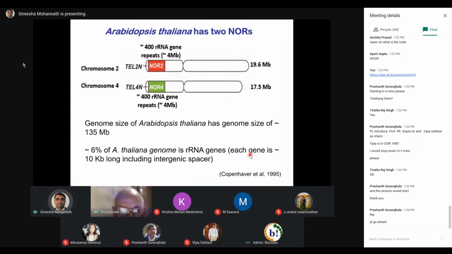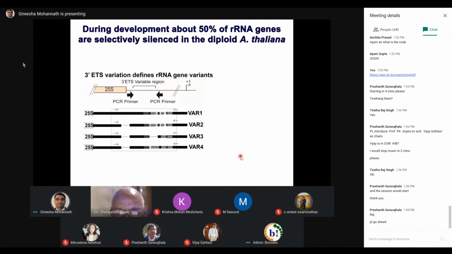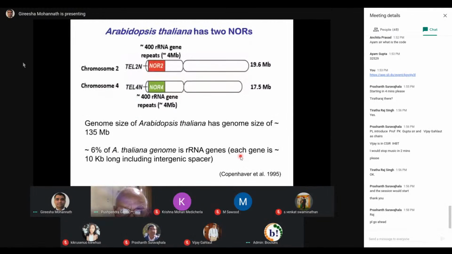Whereas in plants, we study Arabidopsis thaliana. There are 2 NORs with 400 copies each. Genome size is 135 megabases only. So about 6% of the genome is ribosomal RNA genes here. But unlike humans and other mammals, each gene is about 10 kb long, including the intergenic spacers. The intergenic spacers are pretty long in humans, about 30 kb, but in plants it's only about 2 kb.